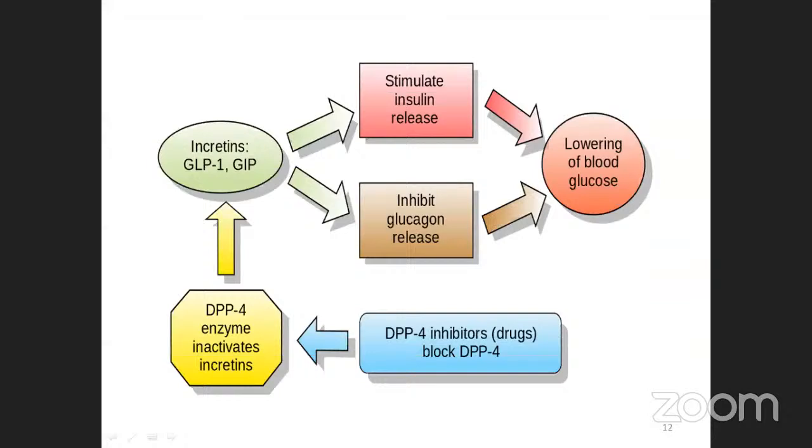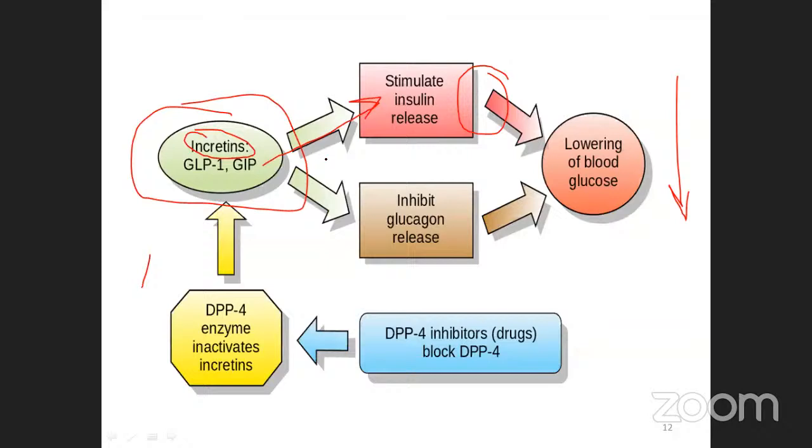The important issue is to understand GLP-1. We have these L-type cells, responsible for secretion of incretins. Incretin stimulates insulin secretion, and the secretion of insulin will lower the blood glucose level. On the other hand, GLP and GIP cause inhibition of glucagon release from the alpha cells.